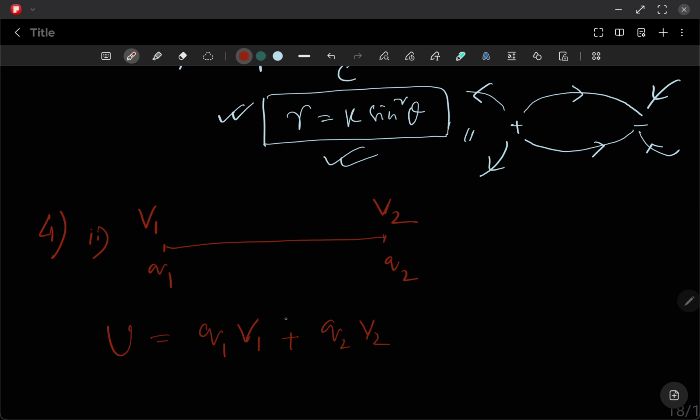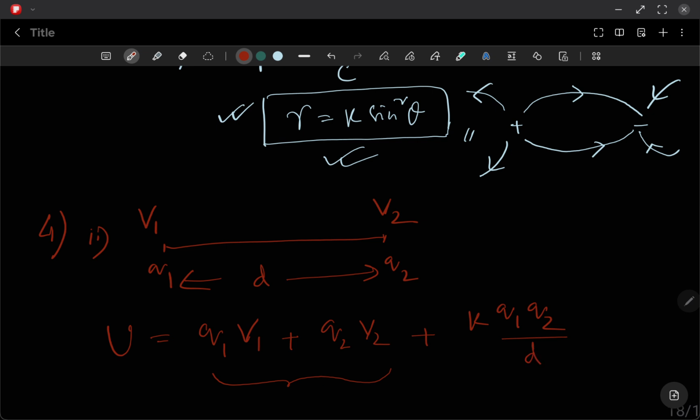These are the self energies. Now there are interaction energies. So these two terms are basically due to the external field. Now due to the self interaction, there is another energy. It is kQ1Q2 by d, where k means 1 by 4 pi epsilon naught and d is the distance between them.